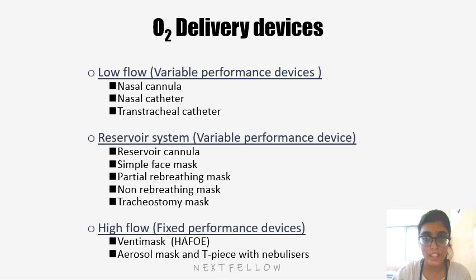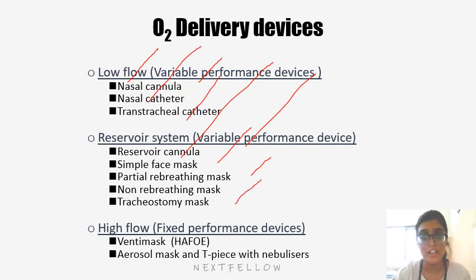So coming to O2 delivery devices, low performance devices, low flow, that is nasal cannula, nasal catheter, and transtracheal catheter. The reservoir system, variable performance device, it is reservoir cannula, simple face mask, partial rebreathing mask, non-rebreathing mask, and tracheostomy mask. High flow is Venturi mask, aerosol mask and T-pieces with nebulizers.